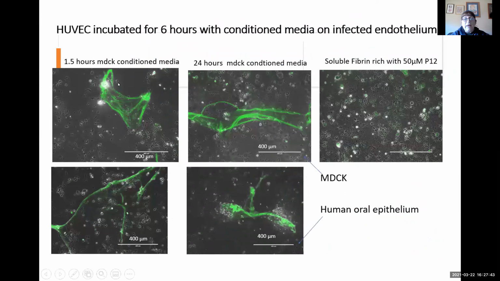Already after 1.5 hours, we didn't believe it. In the beginning, people said, no, that's ridiculous. We did it over and over again. After 1.5 hours, with these giant fibers, these fibers are almost a millimeter in length. We see the giant fibers forming, but now they're forming on the HUVEC cells, on the endothelium. But P12 stops them. So, in conclusion, we think we've shown that H1N1 virus initiates non-thrombogenic fibers.